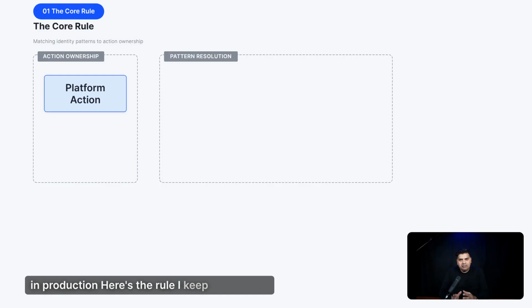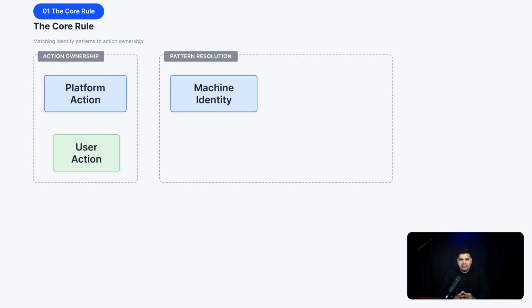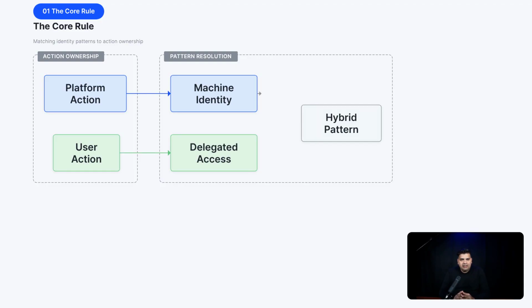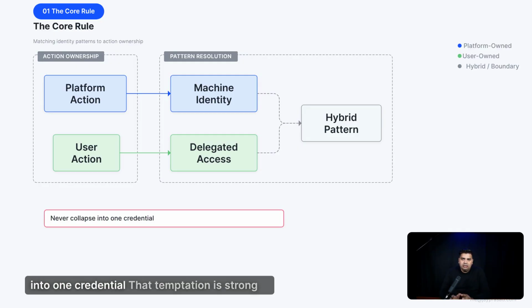Here's the rule I keep coming back to. If the action belongs to the platform, the runtime should carry its own machine identity. If the action belongs to a person, the agent should use delegated access. And if a single workflow crosses both boundaries, you keep the two patterns separate. You never collapse them into one credential. That temptation is strong, and it's almost always the wrong call.